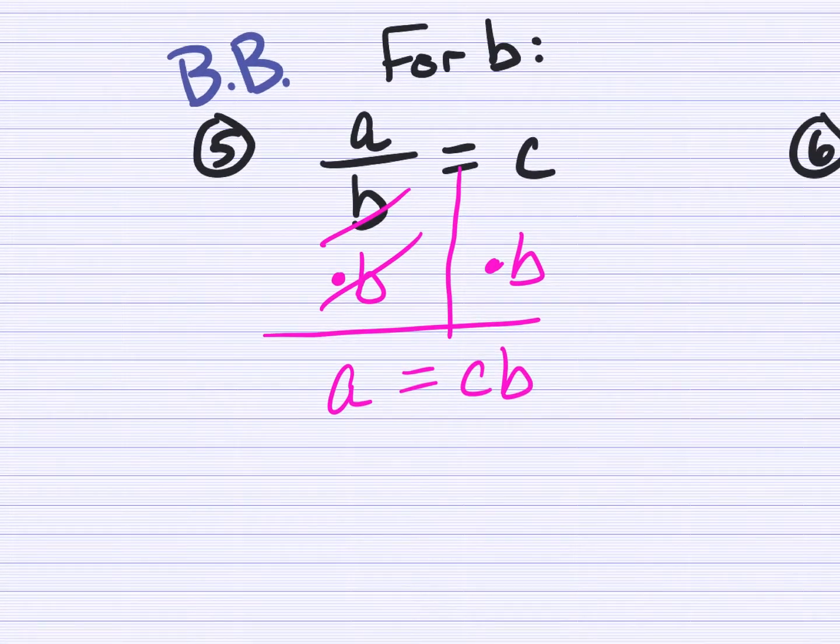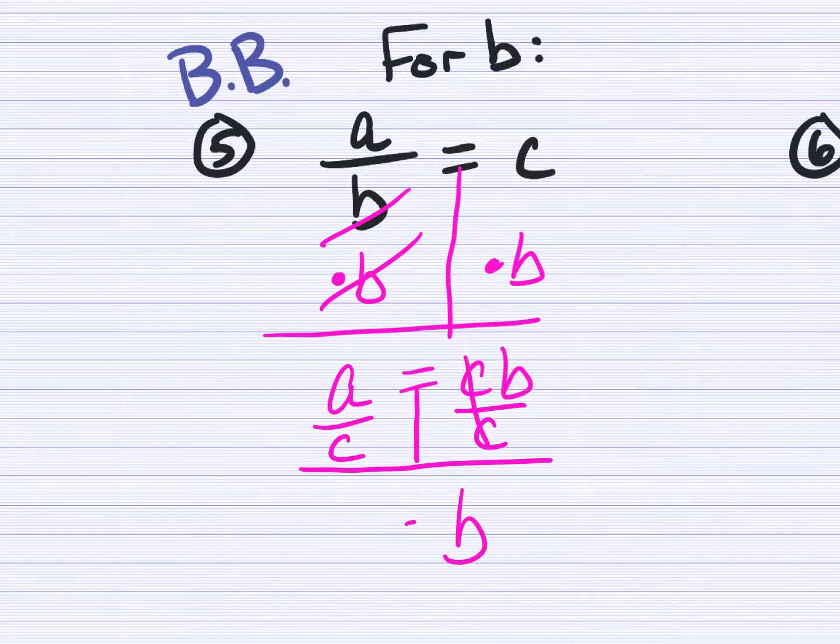Now from here, I can get the B by itself. The opposite of multiplying by C would be dividing by C. So I get the B all by itself on the right-hand side, and on the left-hand side, I get A divided by C.